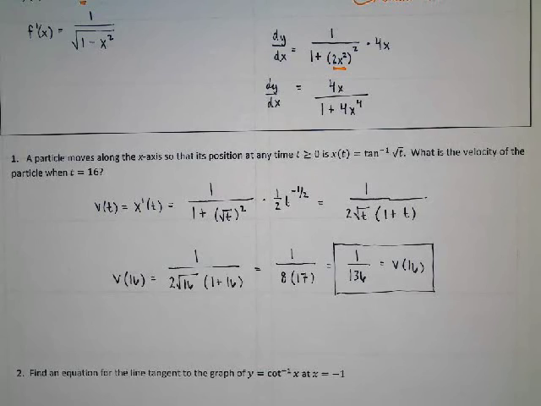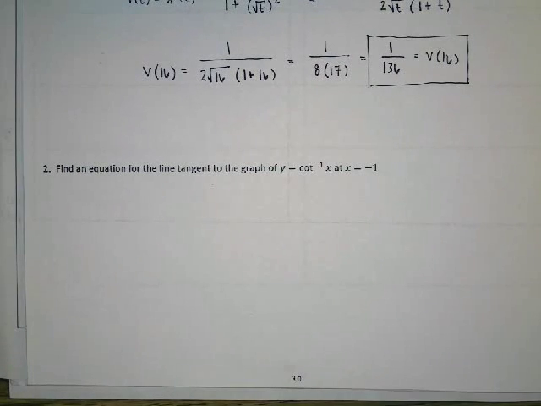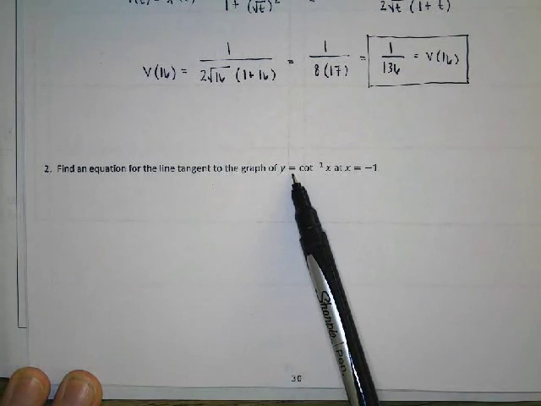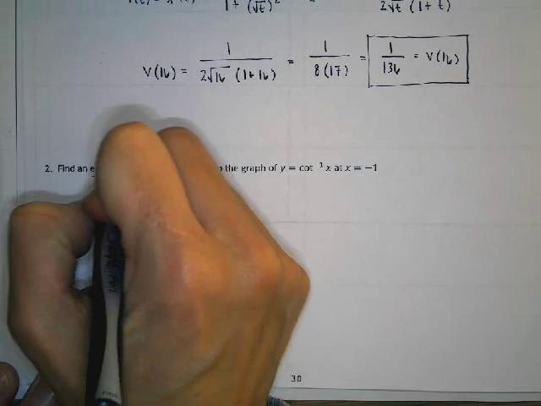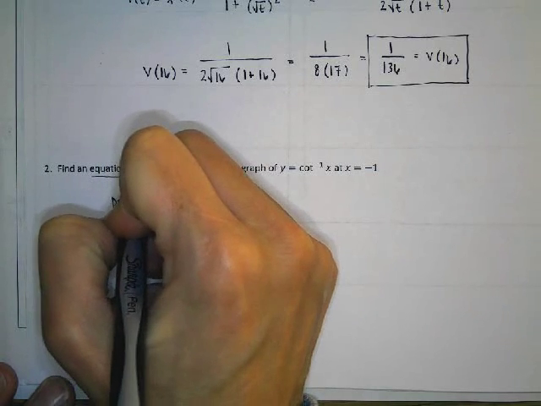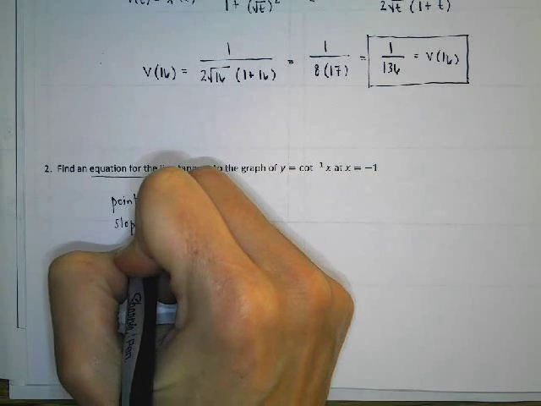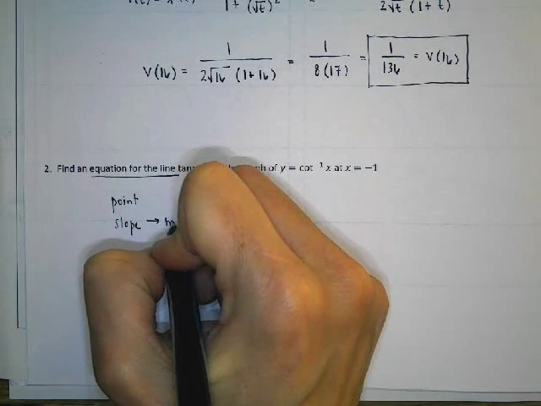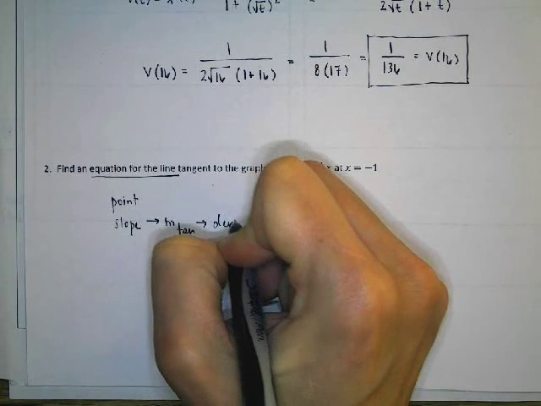All right, problem number 2 now is asking us to find an equation for the line tangent to this graph at x equals -1. So I know that if I'm finding an equation of a line, I need a point and I need a slope. And we know that slope is the slope of the tangent, which means I need to find the derivative.